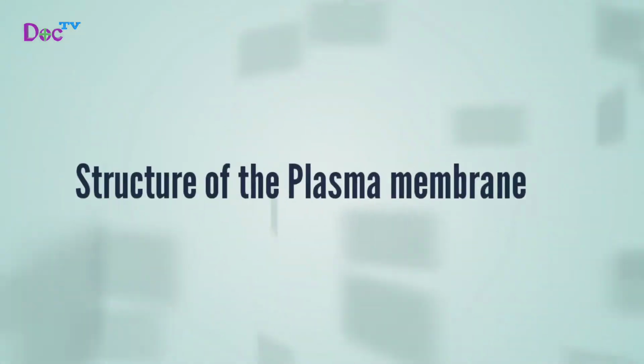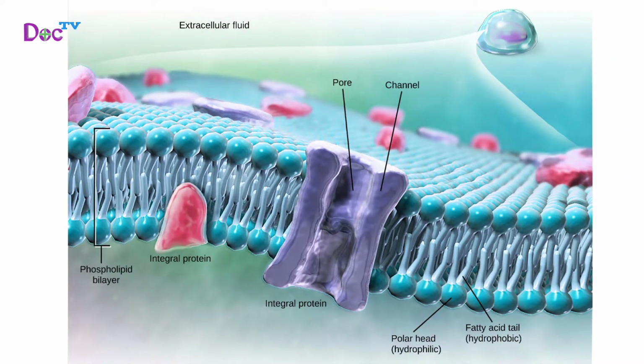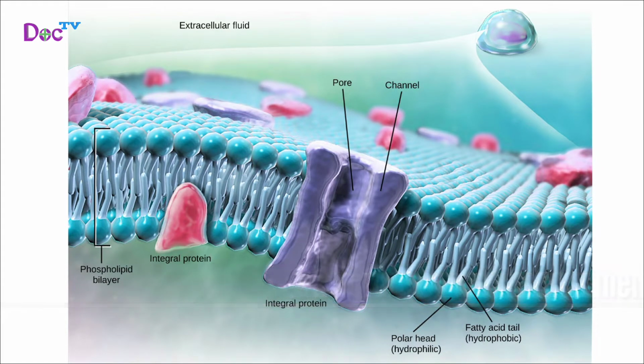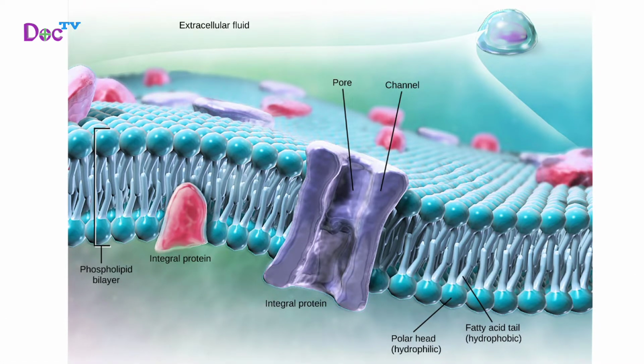Now we come to the structure of the plasma membrane. The plasma membrane encloses the cell's cytoplasm. It is made up of two layers of lipid molecules known as the lipid bilayer. The hydrophilic heads of the lipids, which are attracted to water, face outward towards the fluid inside and outside the cell. The tails of the lipids, which are hydrophobic, face inward towards each other.